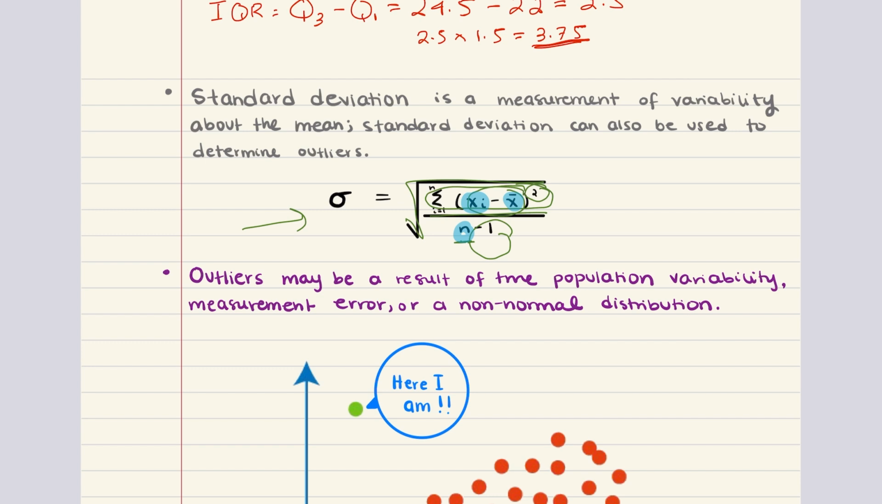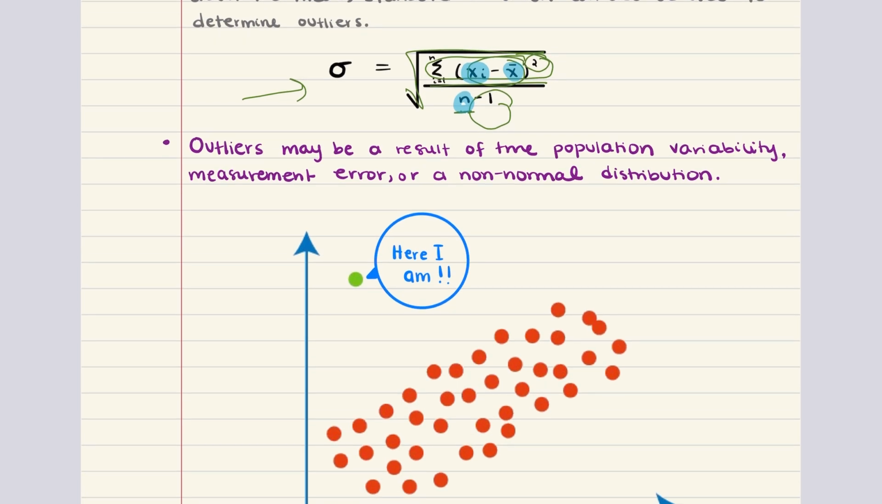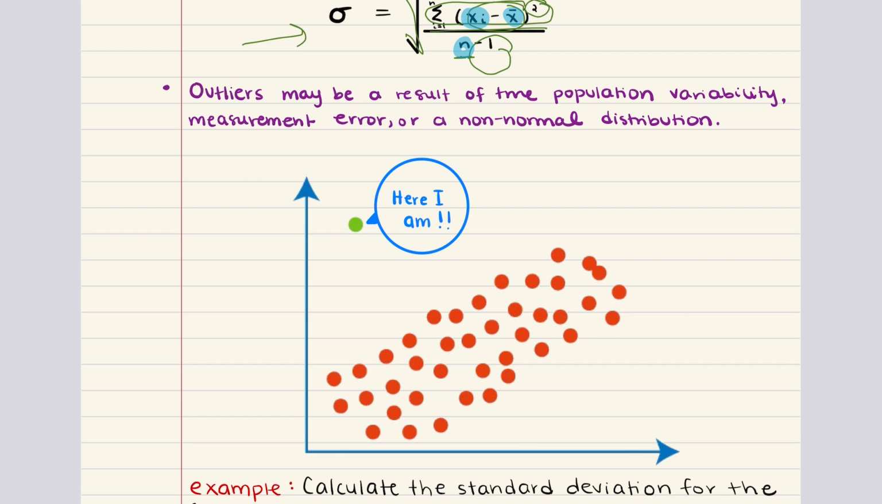standard deviation, but first I want to revisit the topic of outliers. Outliers, these are data points that deviate significantly from the rest of the data set. Outliers can arise due to true population variability, due to measurement errors, or due to the presence of a non-normal distribution. Outliers are important because they can distort measures like the mean and range, and that can sometimes lead to misleading conclusions. Now, it is then useful to know how to approach data with outliers.